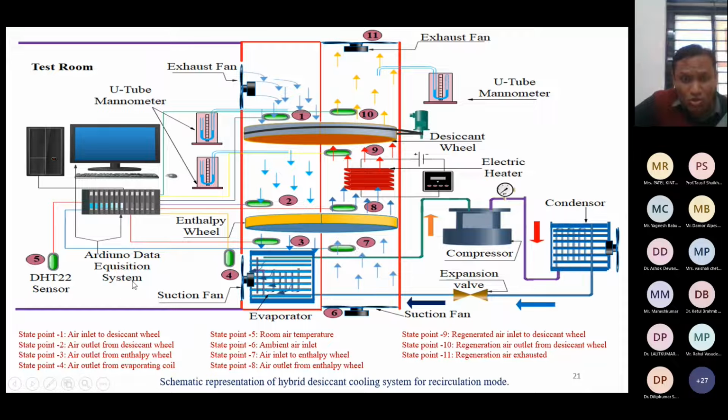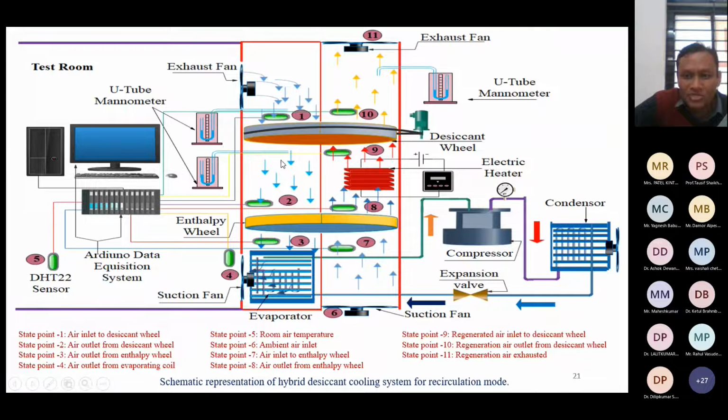If you can see, the suction fan sucks the air available from the room, and with the help of the exhaust fan this air is supplied to the desiccant wheel in the dehumidification section. This air is further dehumidified, and the dehumidified air passes to the enthalpy wheel, and after that it moves to the evaporating coils. Whenever we couple the cycles together, it is known as the hybrid cycle.